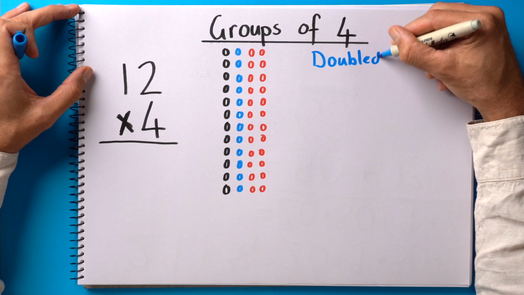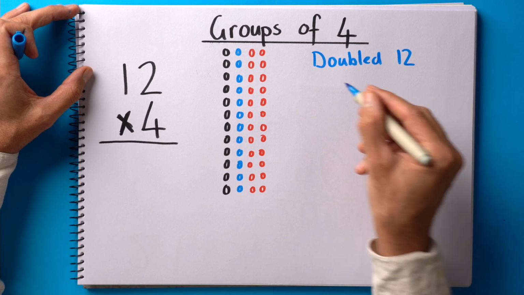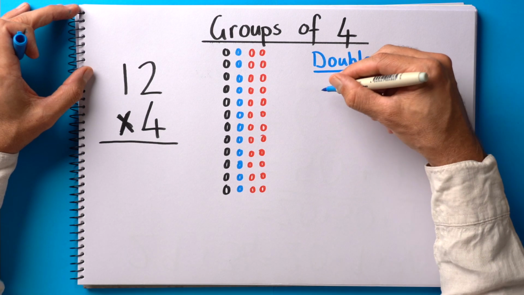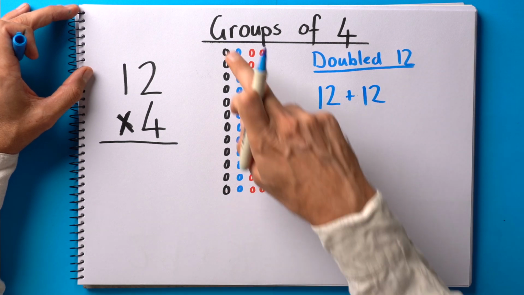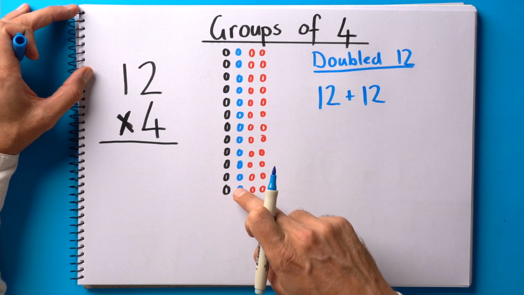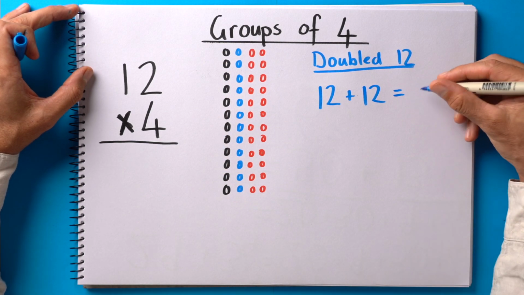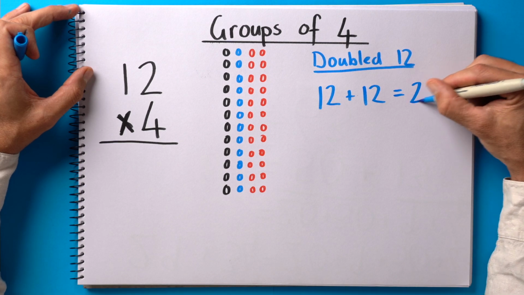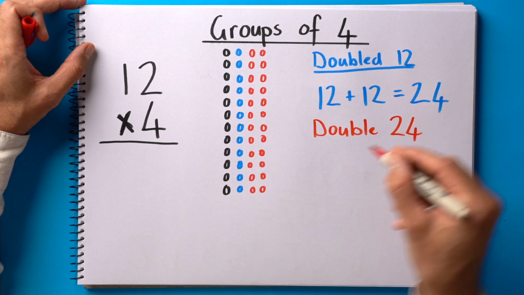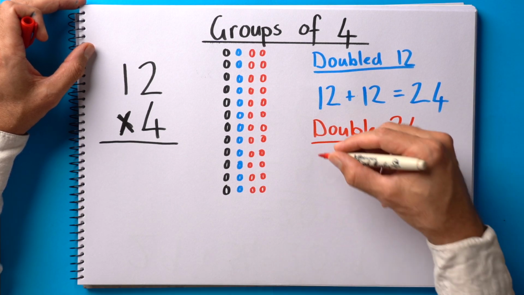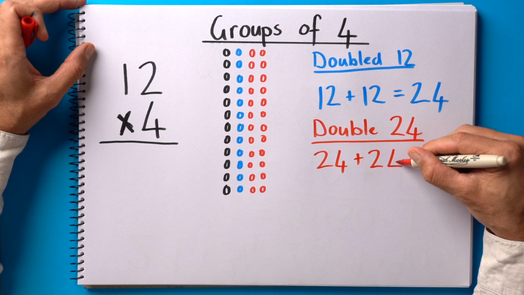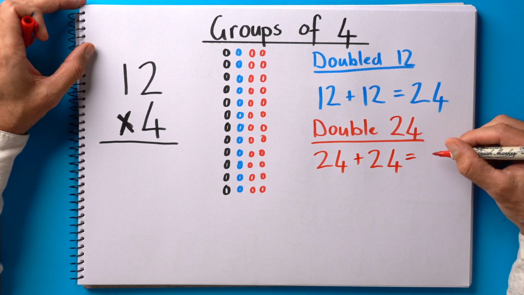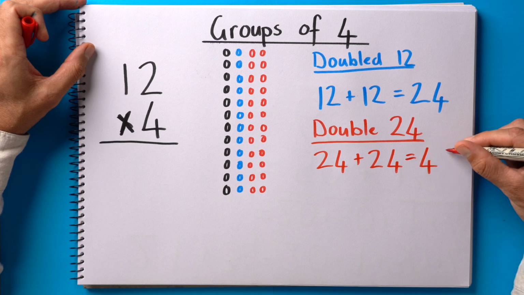doubled 12. So we did 12 plus 12. So this 12 plus this 12 is going to be equal to 24. Then we have to double it again, double 24. So we have 24 and another 24, which is going to be equal to 48.